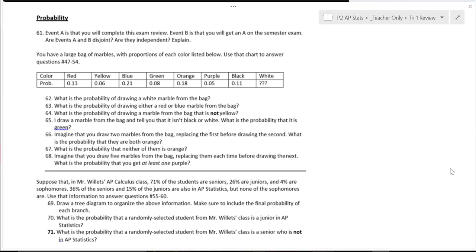All right, guys, so I'm going to skip around in the probability a little bit. Most of you did not have a really hard time with the simple probability, 62 through 68. I will say that all probabilities add up to 1, so that's a quick way to find that white. For number 61, if you're asking whether they are disjoint or independent: disjoint means mutually exclusive. We have no information about this, so we can't say neither disjoint nor independent at this time.